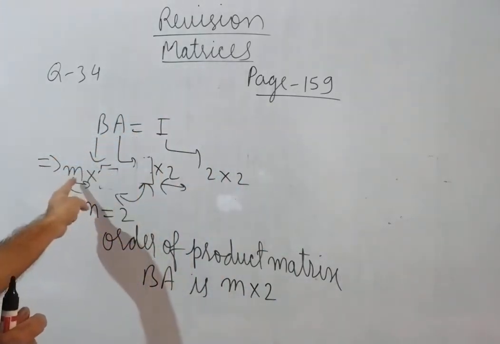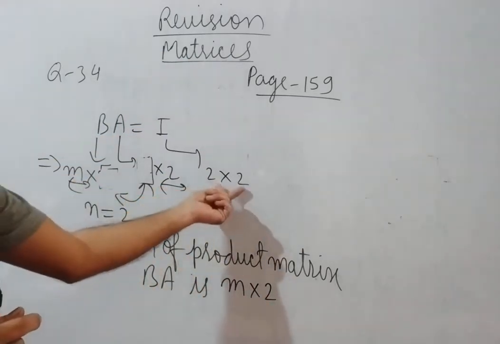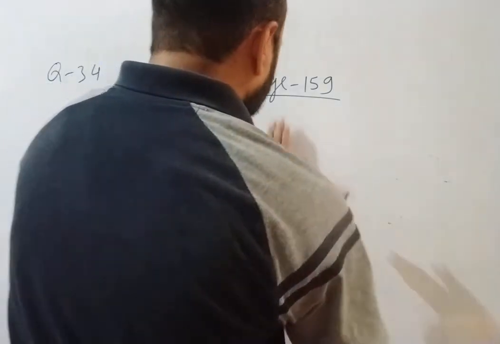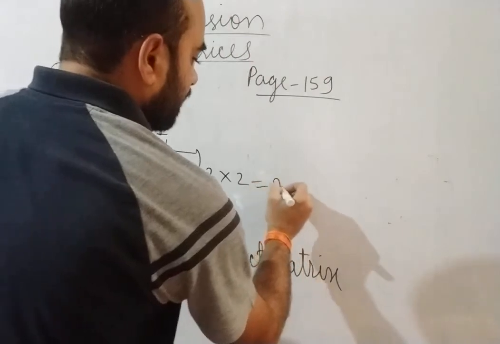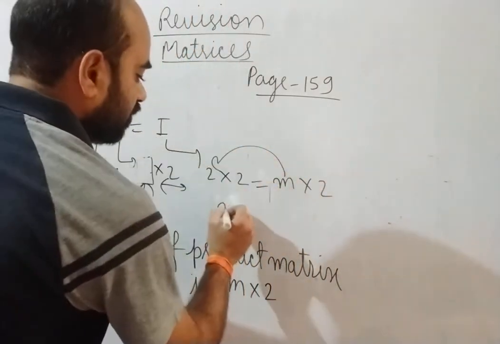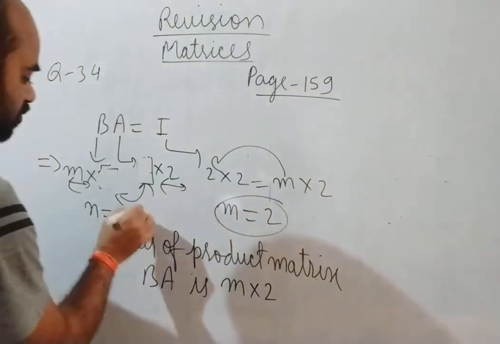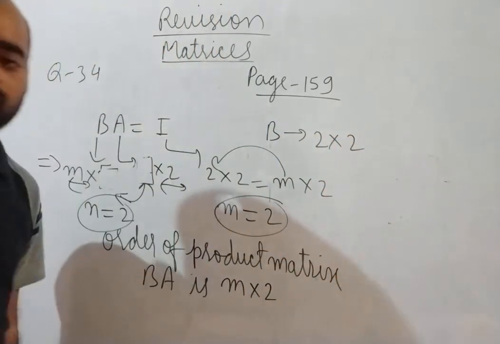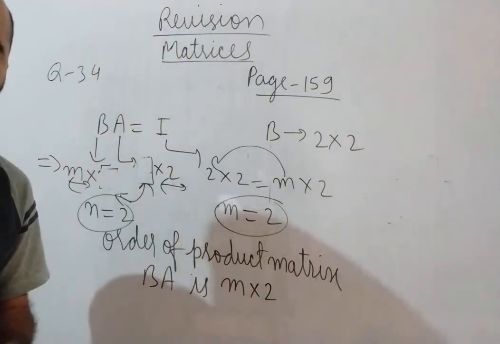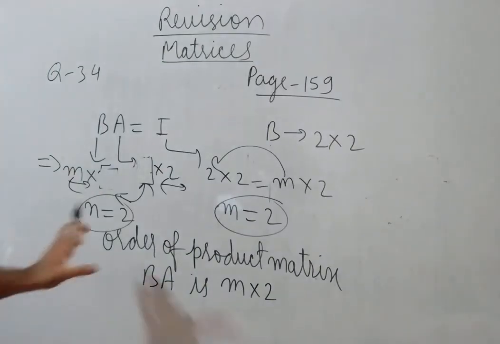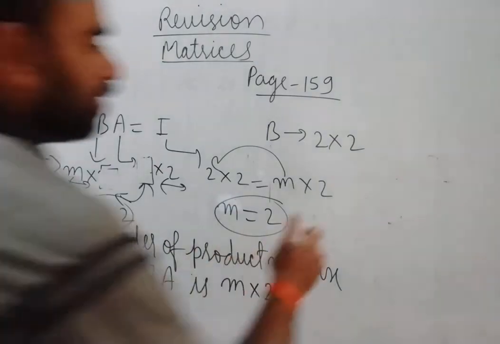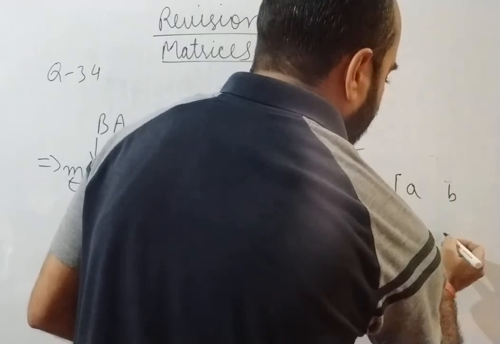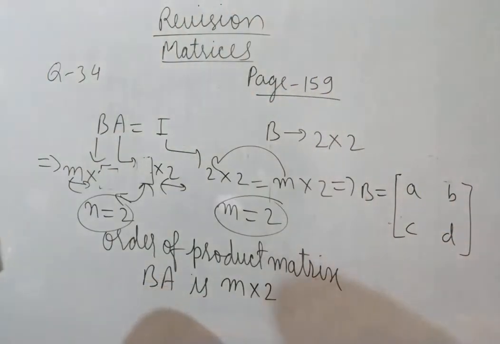The order of the third matrix will be M by 2. And finally, the product matrix is the identity matrix. It means M by 2 and 2 by 2 are equal, so M is equal to 2, and M is 2 and N is 2. So the order of matrix B is 2 by 2. Correct? If the order is 2 by 2, we can take the matrix B as a, b, c, d. 2 by 2, 4 elements.